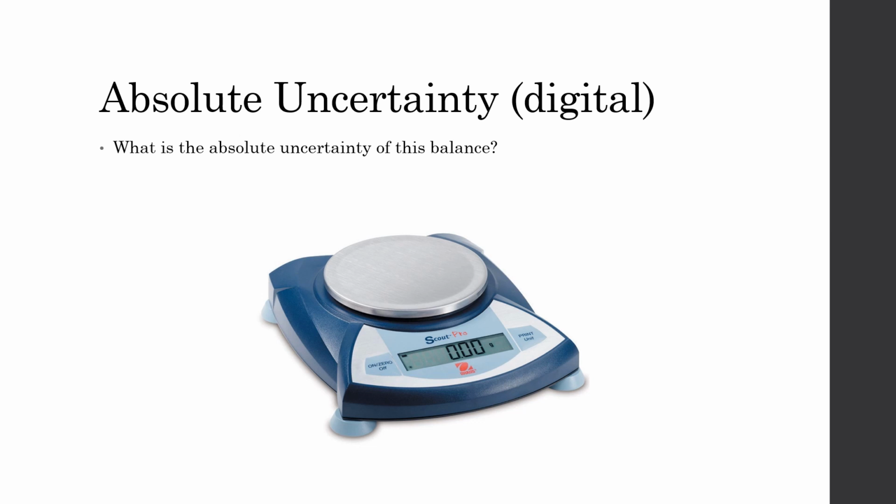All right, so now let's get into digital devices, and how we find the absolute uncertainty for digital devices. To find the absolute uncertainty of a digital device, you don't have to do any calculation at all. All you need to do is look at the device and see what the precision of the device is, and the smallest increment of precision is your absolute uncertainty. That means for this balance, it would be 0.01 grams, right? Because it goes out to 100th of a gram. So the smallest increment on this measuring device would be 100th of a gram. So that is the absolute uncertainty of the balance.